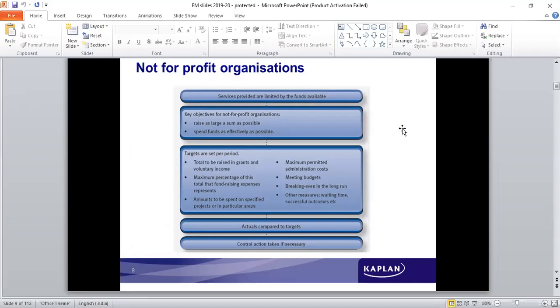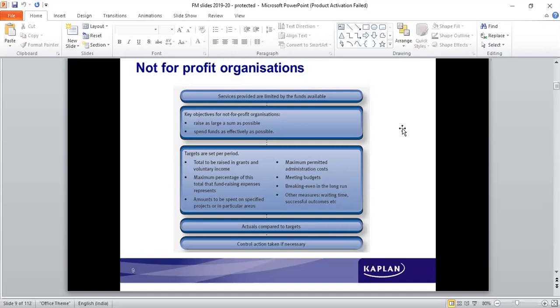One type of classification of organizations is organizations which are established to earn a profit. So they are called profit organizations. Not all organizations aim to earn a profit. Their objectives are not in terms of profit earning, right?